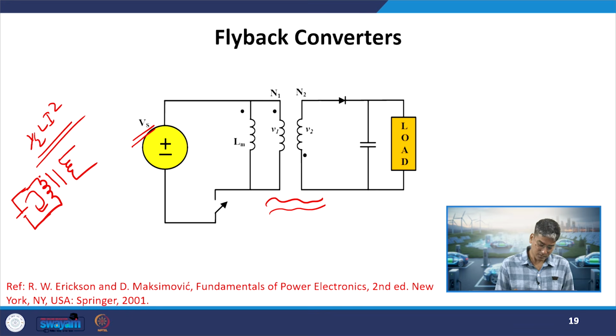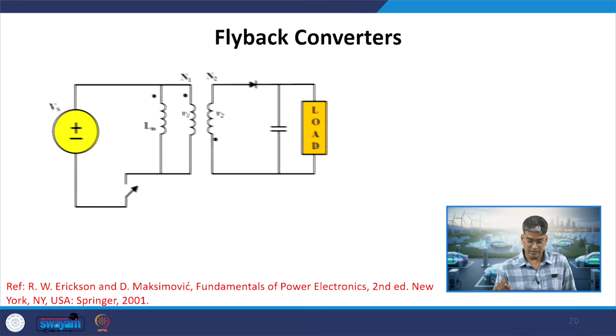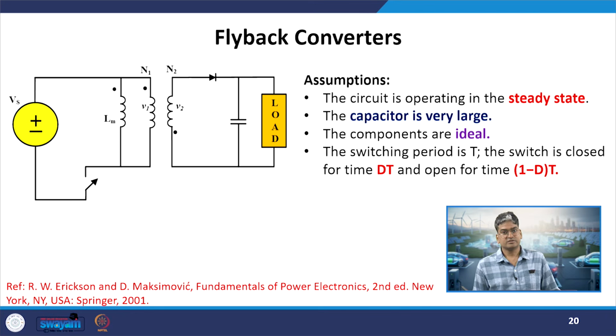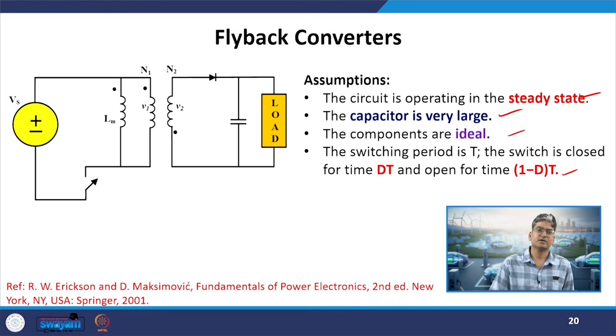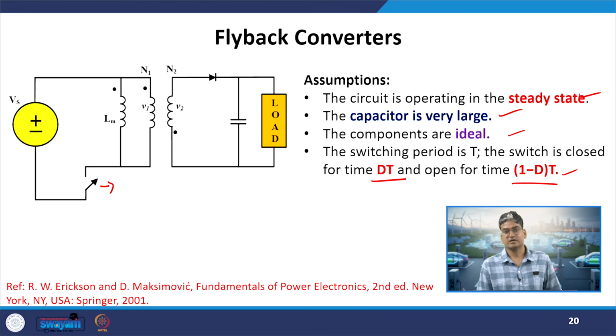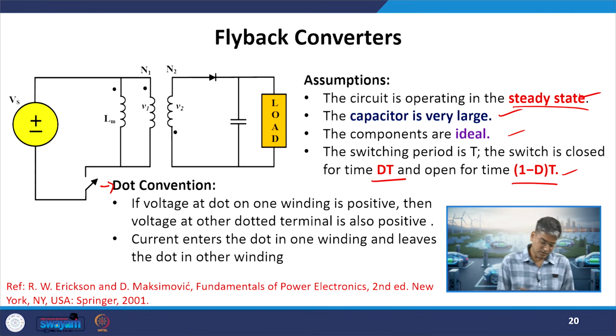Okay. Now, the other thing of your transformer is your dot conventions. We will see that. Before that, the normal assumptions which we have considered: we are neglecting the losses in the circuit and we are considering it to be perfectly ideal. The switch is turning on whenever the gate pulse is provided, and whenever it is removed, it is getting disconnected instantaneously. The switch is on for DT time and it is off for 1 minus D times T. We are neglecting the turn on and turn off time of the switch, and again we are assuming steady state operation. Okay. Now, dot conventions.